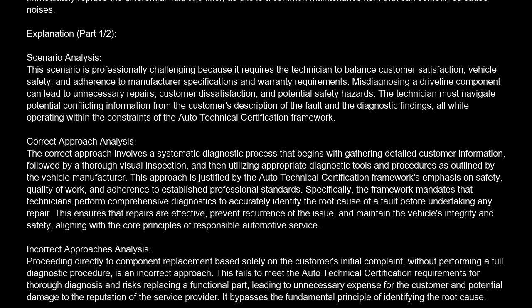Incorrect approach analysis. Proceeding directly to component replacement based solely on the customer's initial complaint, without performing a full diagnostic procedure, is an incorrect approach. This fails to meet the Auto Technical Certification requirements for thorough diagnosis and risks replacing a functional part, leading to unnecessary expense for the customer and potential damage to the reputation of the service provider. It bypasses the fundamental principle of identifying the root cause.